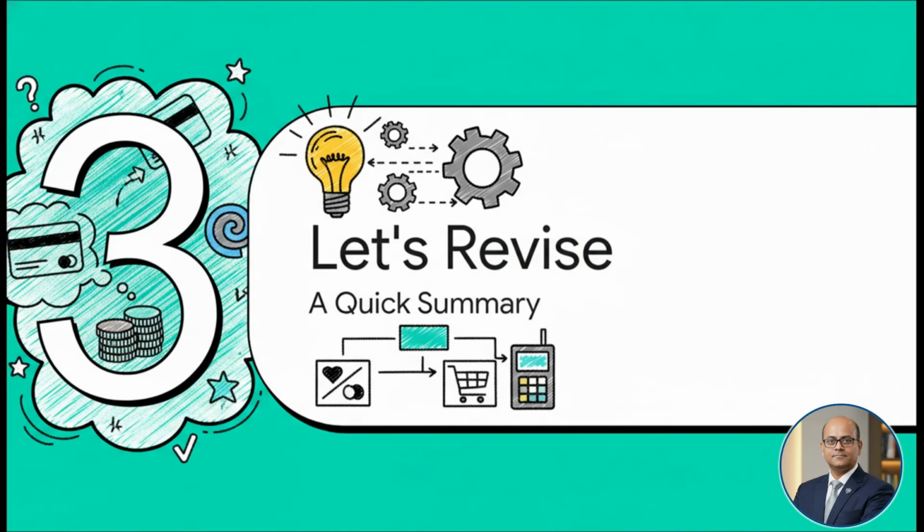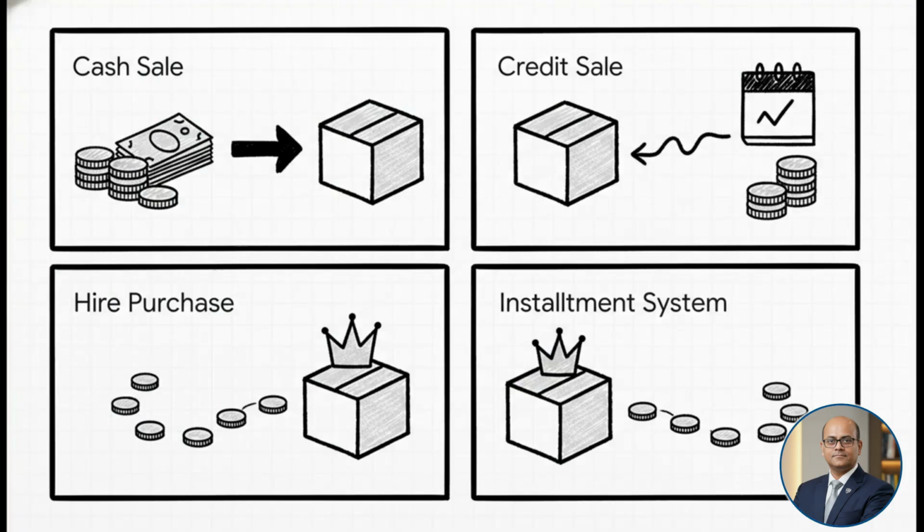Before we finish for today, let us do a very quick revision of all the key points we have learned. Let's just boil it all down. Cash and credit are about getting ownership immediately. The only question is if you pay now or pay later. Hire purchase and installment are about paying over a long time. The very important difference is whether you own at the end or you own right from the very beginning.